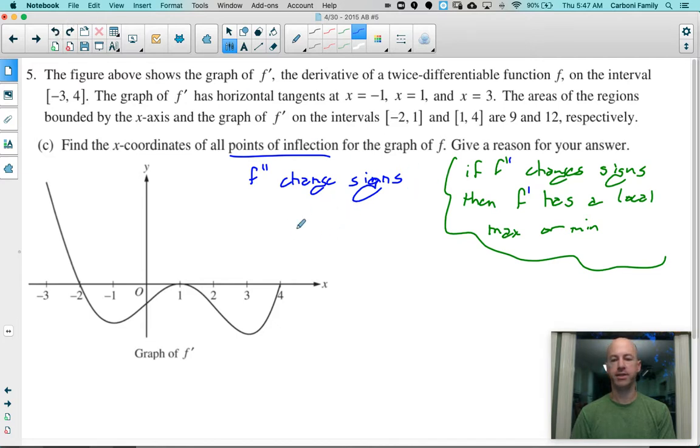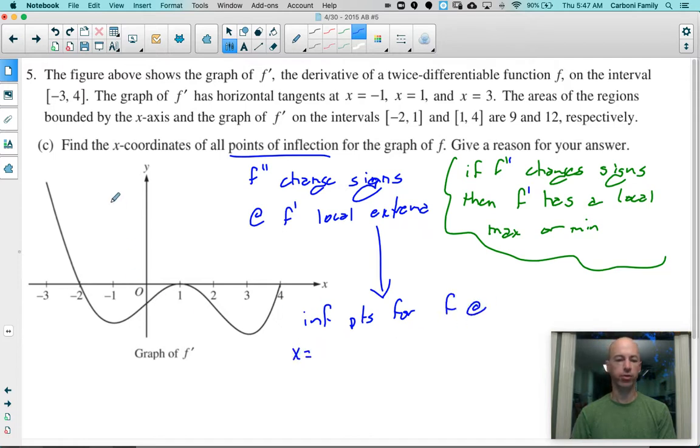F double prime changes signs at f prime local extrema, and come down here. That means there are inflection points for f at x equals, and we're looking for local extrema, -1, 1, and 3. -1, 1, and 3, because f prime has local extrema at these points.